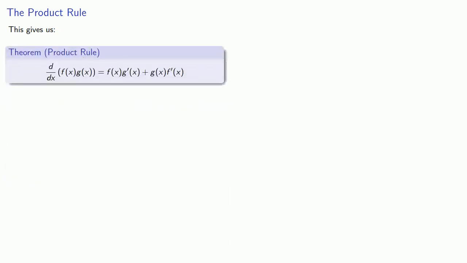This gives us the product rule for derivatives. The derivative of a product, f of x times g of x, well, that's f g prime plus g f prime.